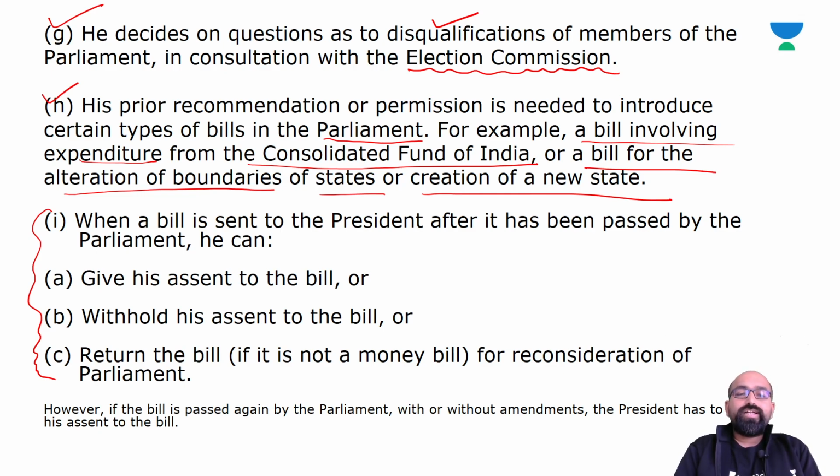In case it is not a money bill, he can return the bill for the reconsideration of the parliament. However, if the bill is passed again by the parliament with or without amendments, the President has to give his assent to the bill. Yes, if a bill is passed again by the parliament, then the President has to give his assent to the bill.